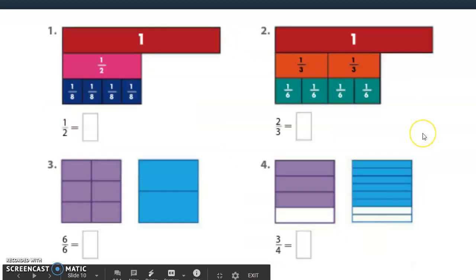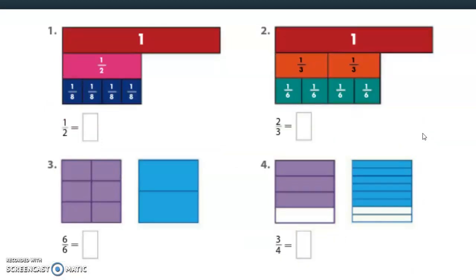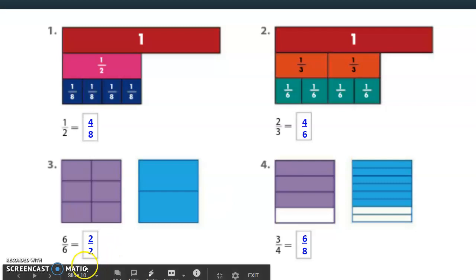So here, the pictures are already there for you. Pause the video and fill in the fractions that match the numbers that are given. Okay, here are the answers you should have gotten, and it's nice that the visuals are there for you and they showed you what that would look like. 6/6 and 2/2 both equal 1 whole.